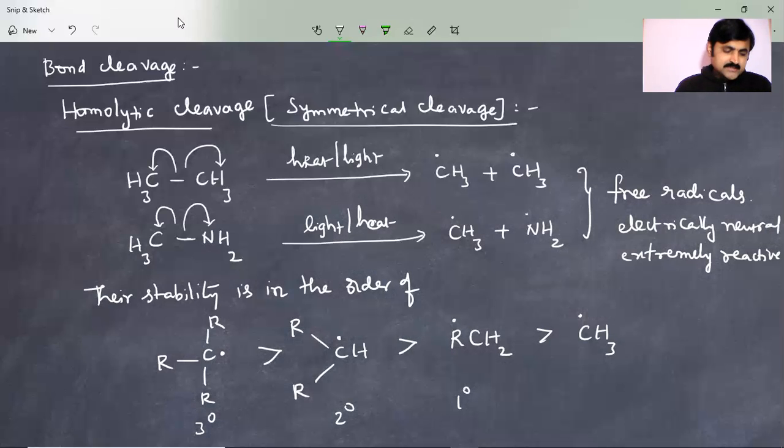So this is homolytic cleavage. What is homolytic cleavage? When a sigma bond, a covalent bond, is formed with the help of two electrons, the two electrons will be equally distributed again once the bond separation, bond cleavage or bond fission takes place in the presence of light or heat. The resultant species are called free radicals, reactive intermediates. They are electrically neutral and extremely reactive. The carbon free radical stability order is tertiary greater than secondary, greater than primary, greater than methyl free radical.